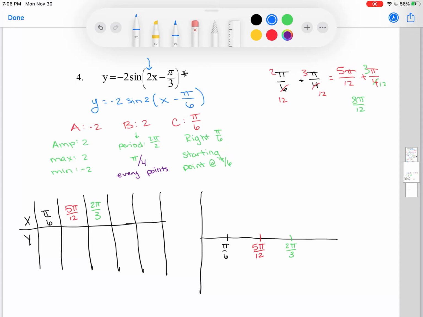If I add another pi over 4, same denominator. This will change to an 8. This will change to a 3. That gives me 11 pi over 12.